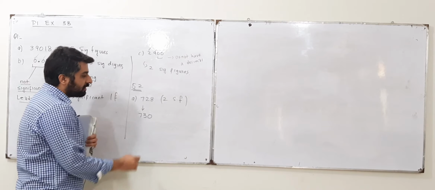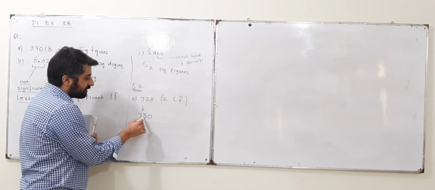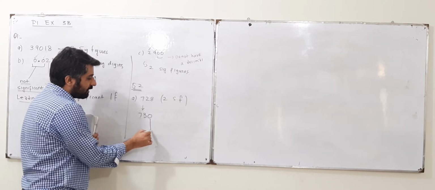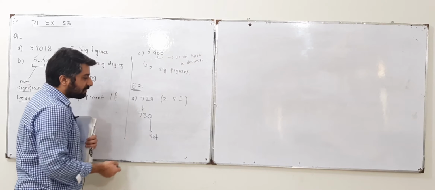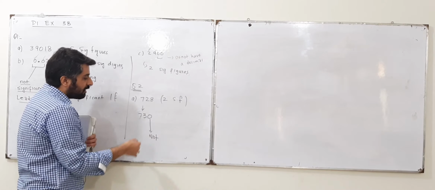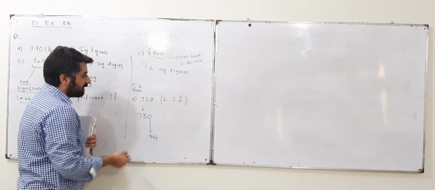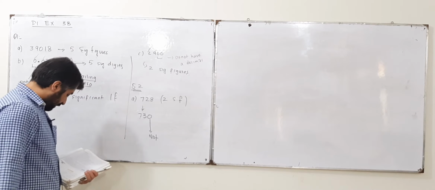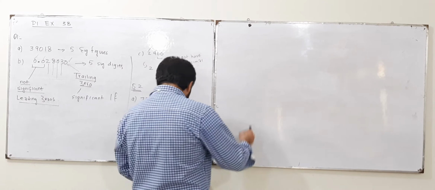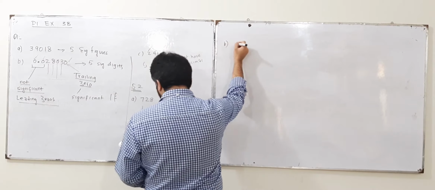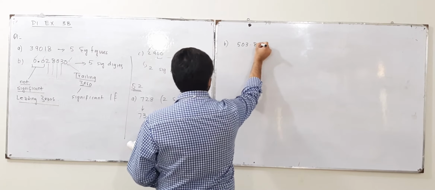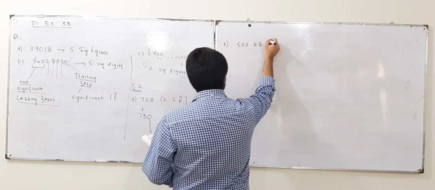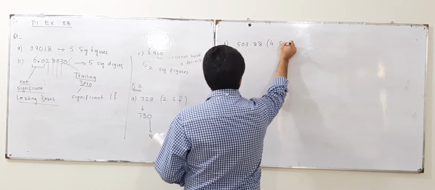Now in 730, 7 is significant, 3 is significant, this 0 is not, because we don't have a decimal anywhere in the number. This 0 is a trailing 0, without a decimal it is not significant. The answer is 730. So part number B is of the same question, 503.88, and you have to round it off to four significant figures.